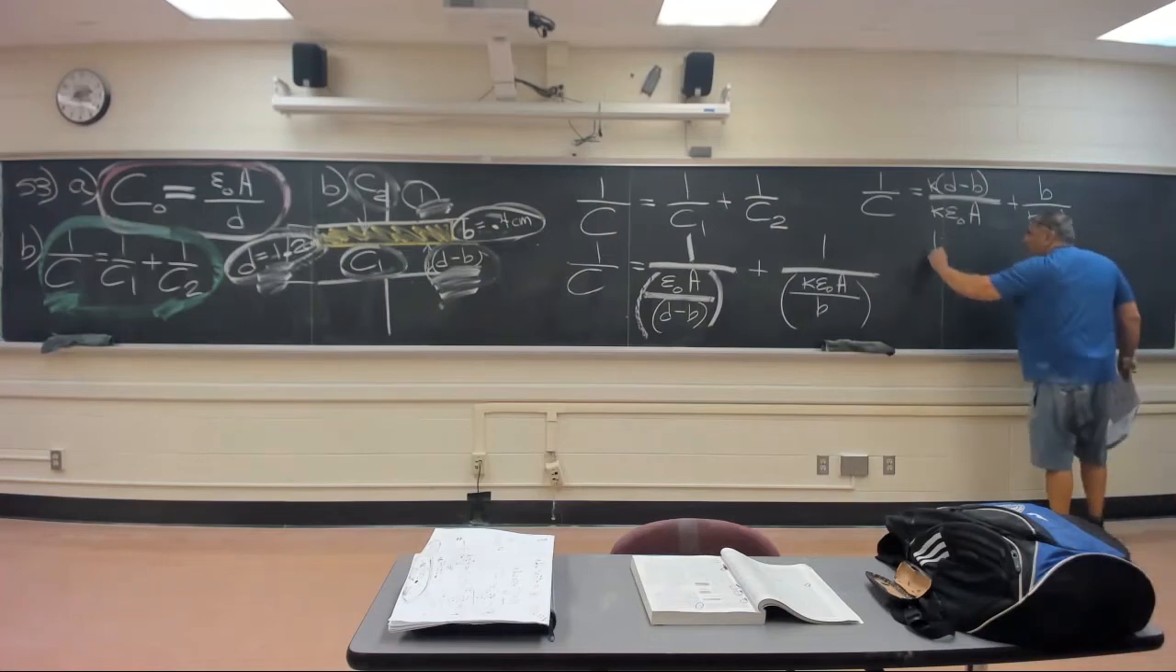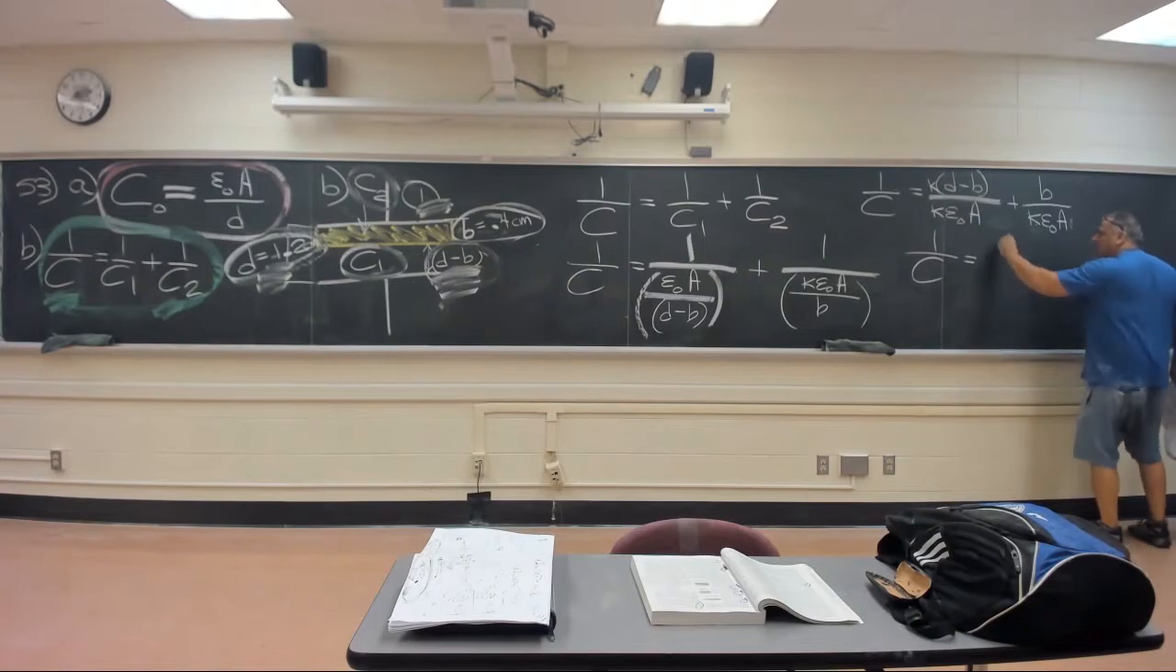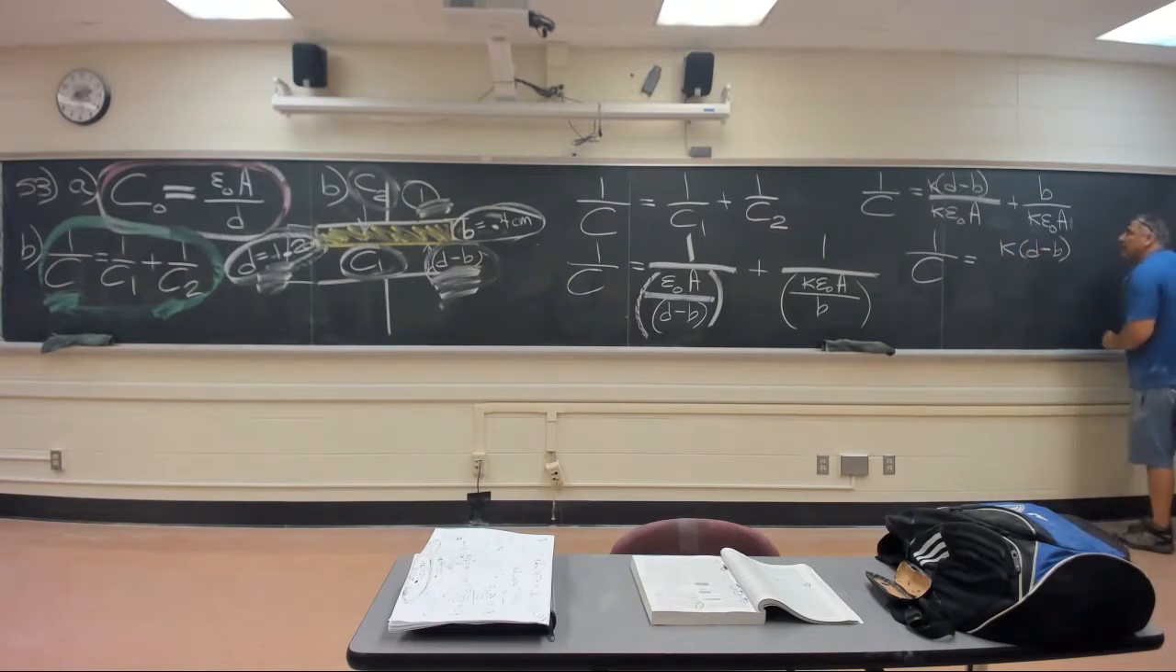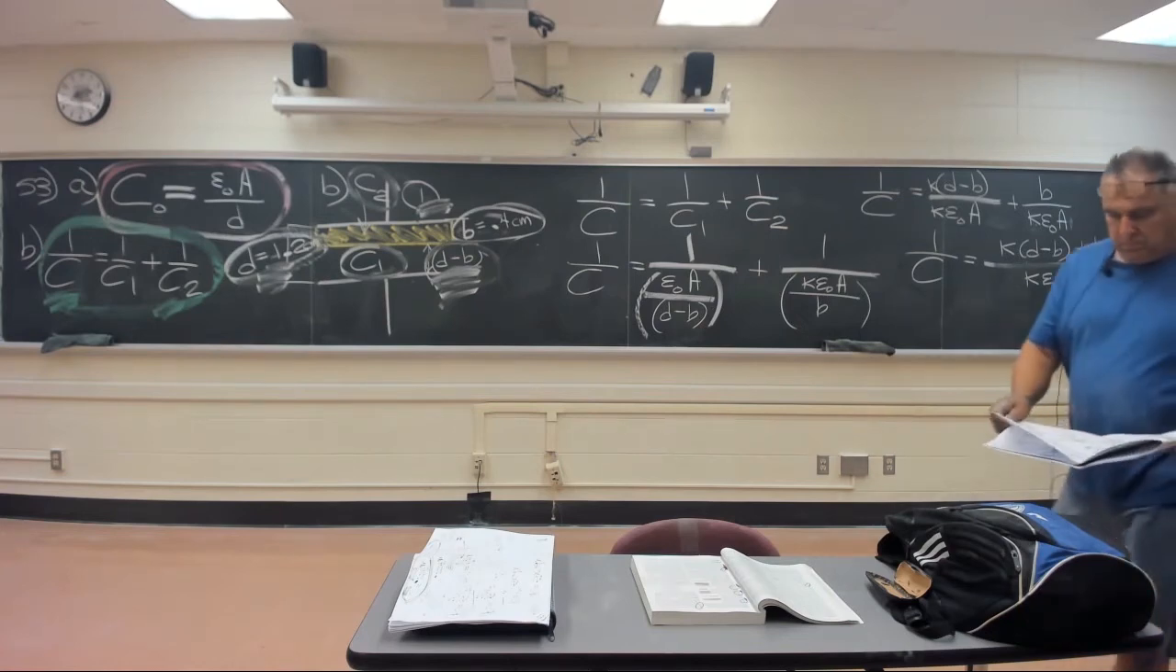So you got 1 over C equals kappa times (D minus B) plus B, over kappa epsilon naught A. Yeah, that's true.